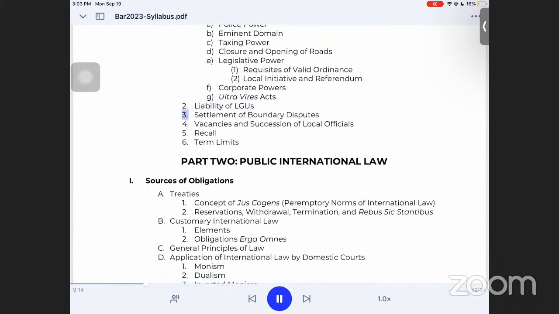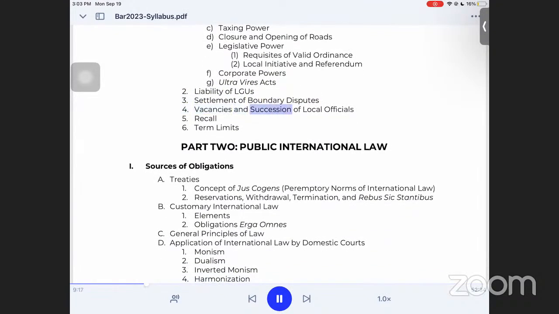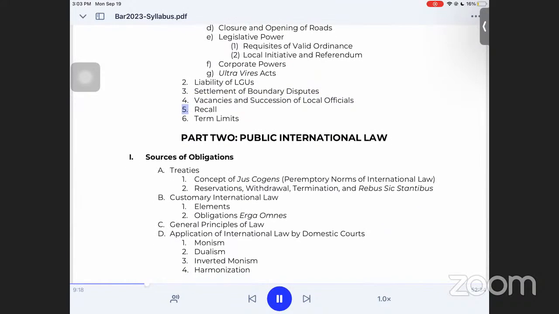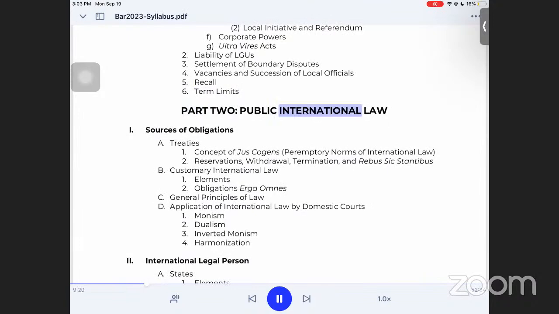2. Liability of LGUs. 3. Settlement of boundary disputes. 4. Vacancies and succession of local officials. 5. Recall. 6. Term limits. Part 2. Public international law.